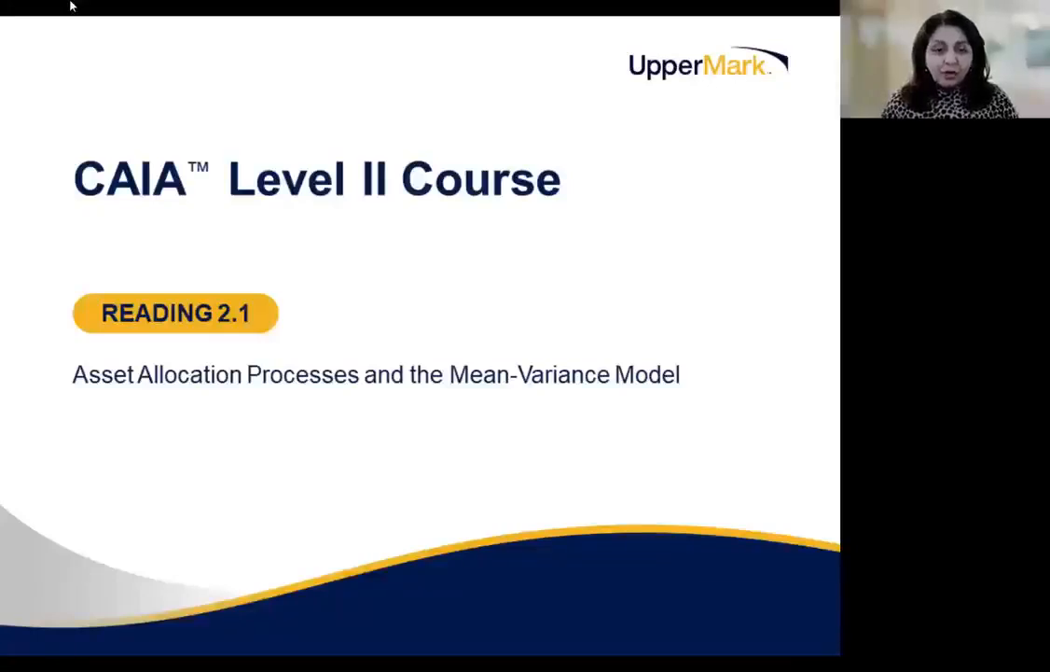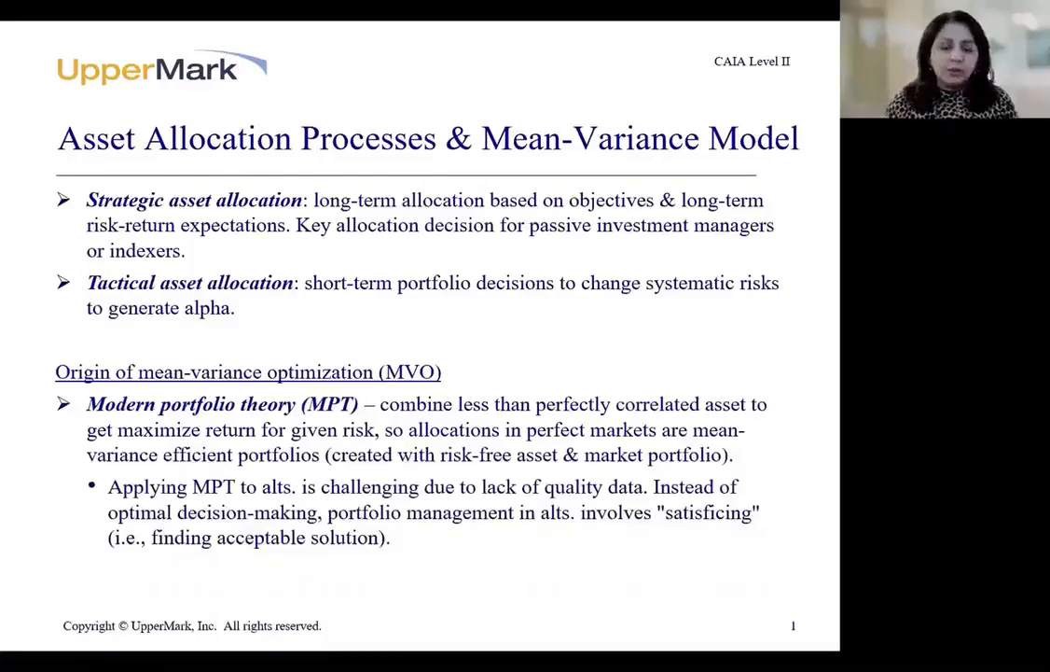So reading 2.1 looks at asset allocation processes and the mean variance model and variations of the mean variance model. Let's start out by first talking about some very basic terms with respect to asset allocation that we're already familiar with. The notion of strategic asset allocation is its long-term allocation based on investors' long-term objectives and constraints, and then tactical asset allocation, which is obviously a short-term decision-making process. The idea being to try to capture alpha.